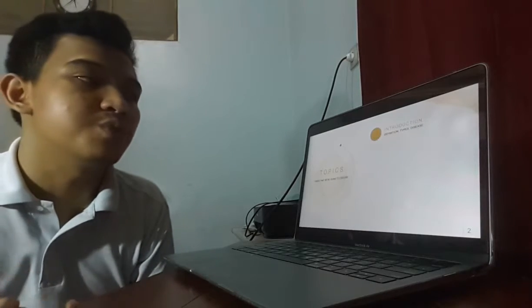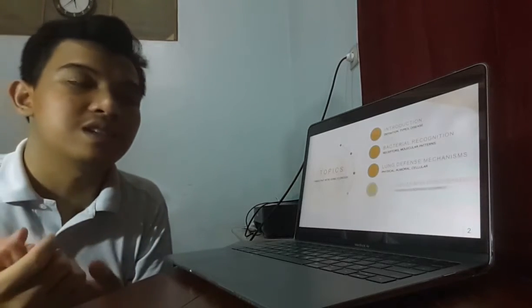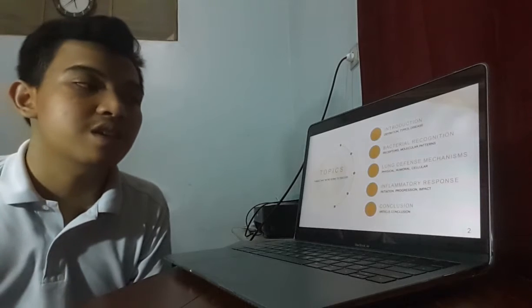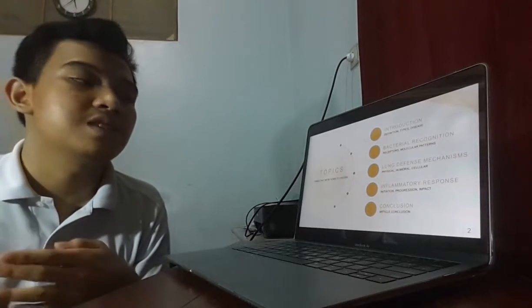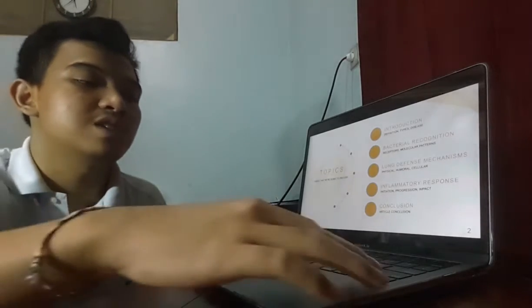So these are the topics that we're going to discuss. The first one is introduction. The second one is bacterial recognition. The third one is lung defense mechanism. The fourth is inflammatory response, and the last one is conclusion.